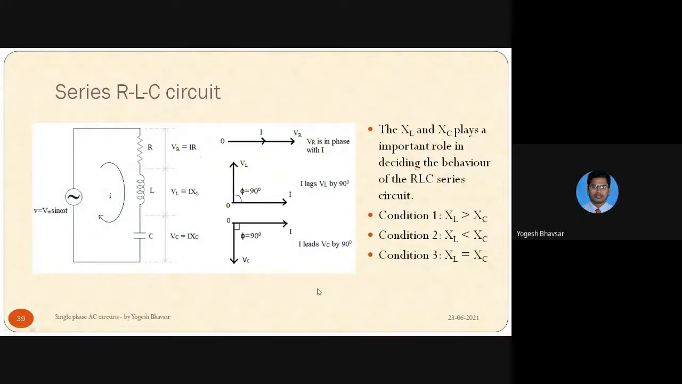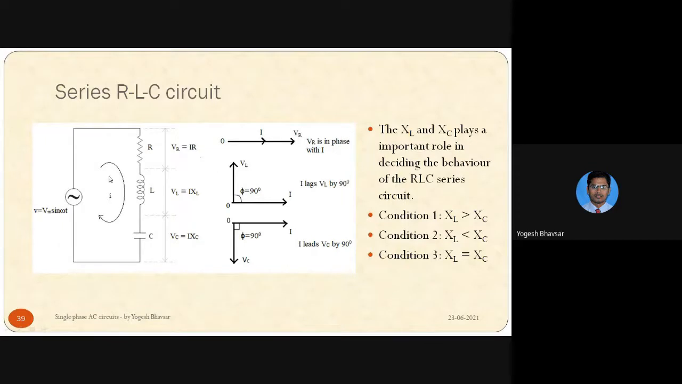The RLC series circuit. As the term indicates, here resistance, inductance and capacitance are connected in series. You can see the series combination is connected across the voltage source, where the instantaneous value is Vm sin omega t, which will make the instantaneous current i flow.